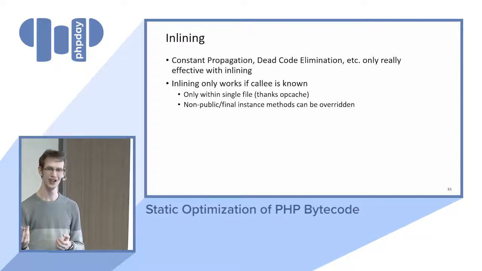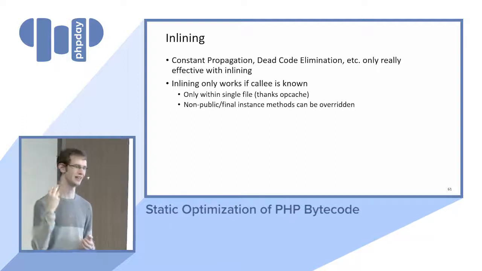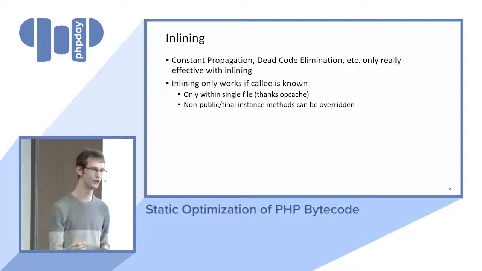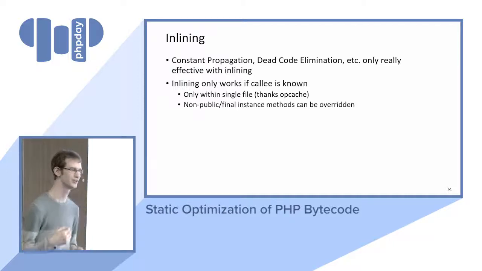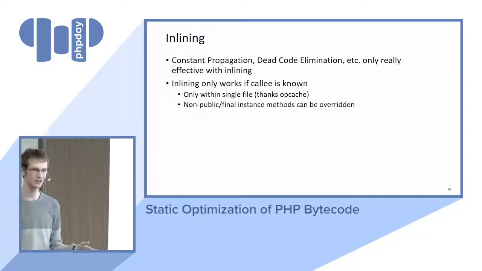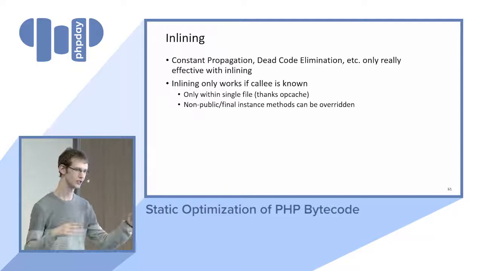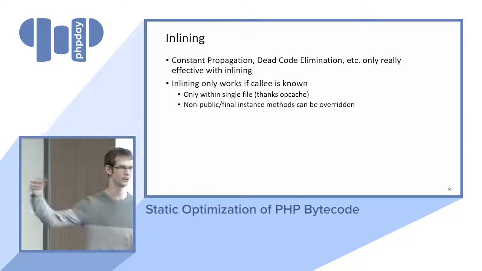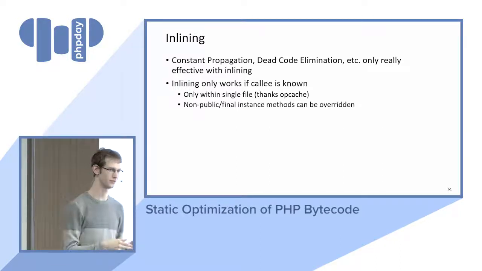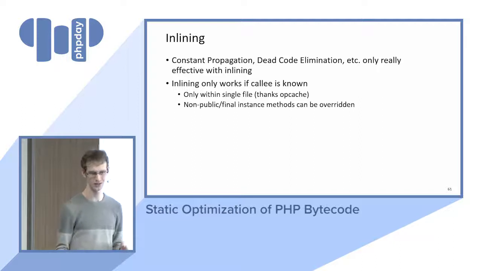The main limitation we have with inlining is that we can only inline something if we know what is being called. Which is sort of obvious, but it's a rather big restriction because due to the single file limitation coming from opcache, so each file is treated separately, we only know about the functions inside the current file. So we cannot inline something defined in a separate file. That reduces the scope a lot.